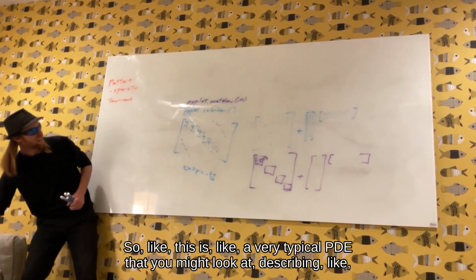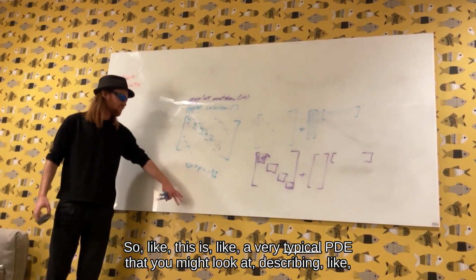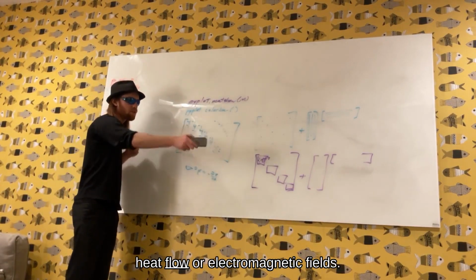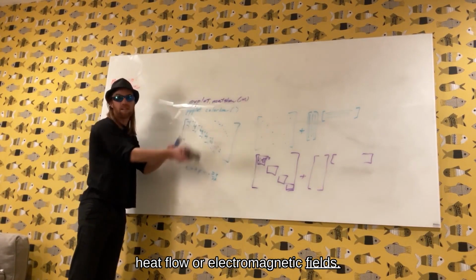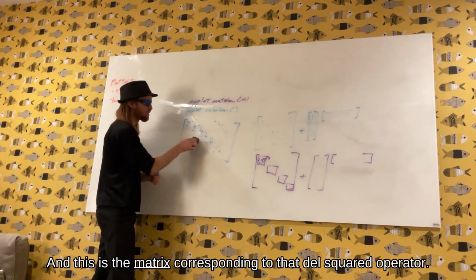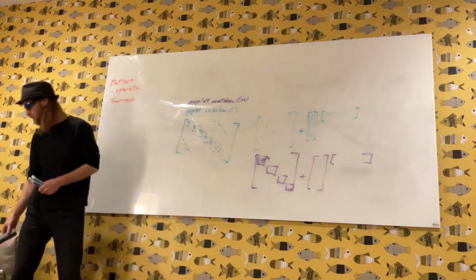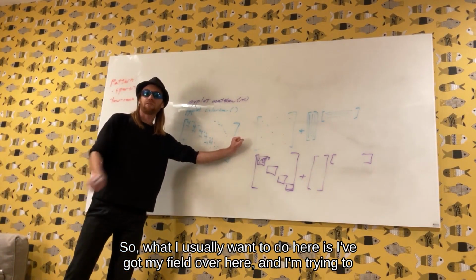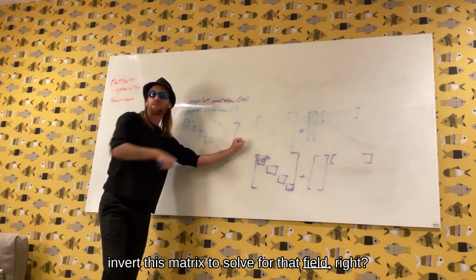Anyway, this is a very typical PDE that you might look at describing heat flow or electromagnetic fields. And this is the matrix corresponding to that del squared operator. What I usually want to do here is I've got my field over here, and I'm trying to invert this matrix to solve for that field, right?